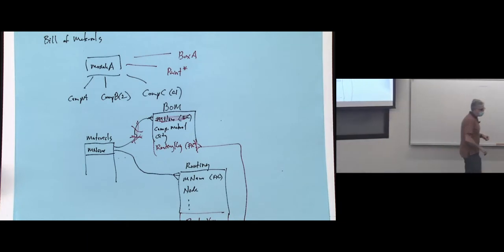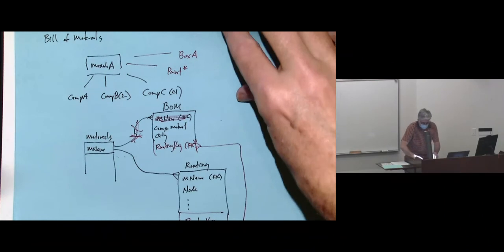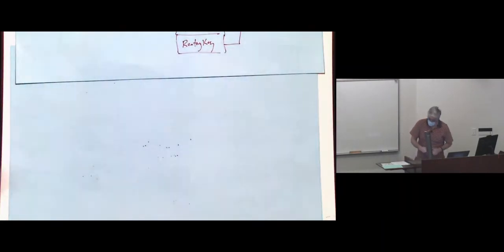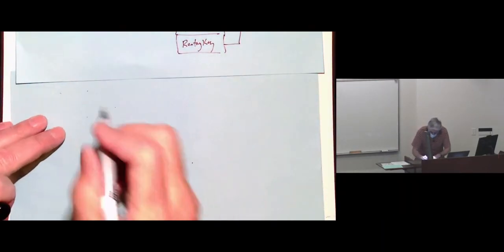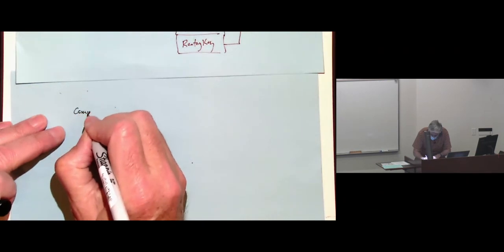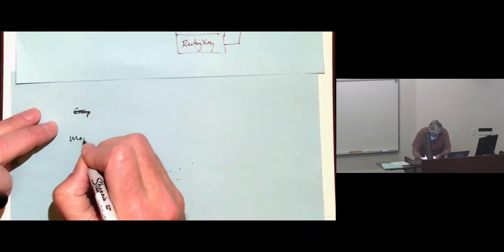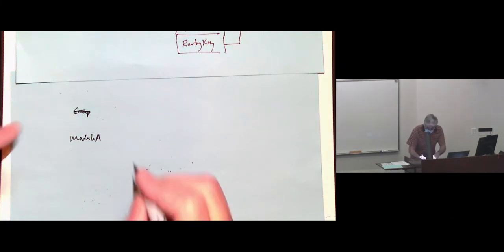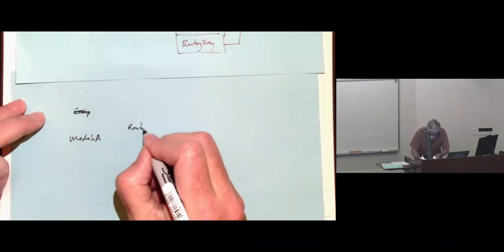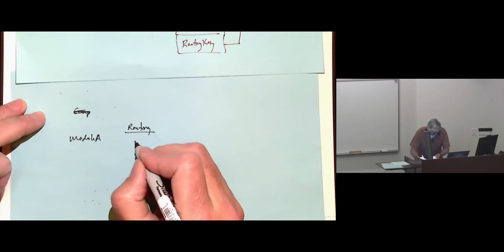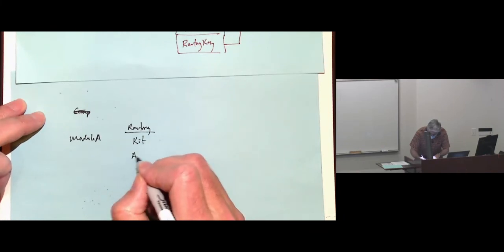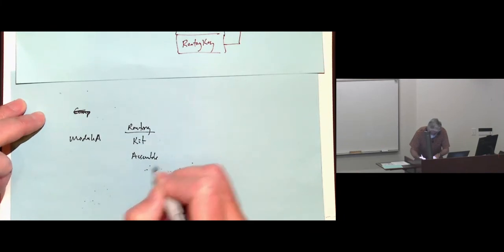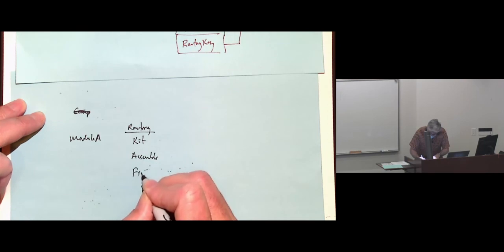Okay, and so what we will see is in our, for example, if we look at component A, we're going to see component A, module A, module A, and then module A has a routing, and the routing is going to be kit, assemble, finish, package.